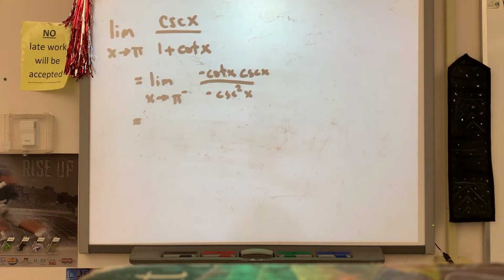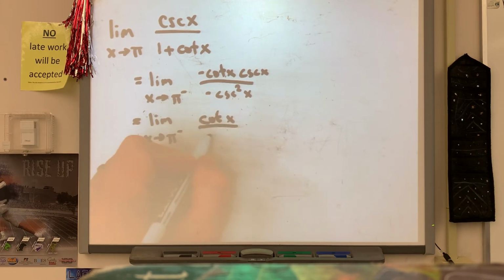I notice a couple things right off the bat here. I've got a negative expression in our numerator and a negative in the denominator. Those go away. I've got a cosecant upstairs and a cosecant factor downstairs, so one of those cosecants is going to go away. So this is just on surface level, I feel like, the limit as x approaches pi from the left of cotangent x over cosecant x.